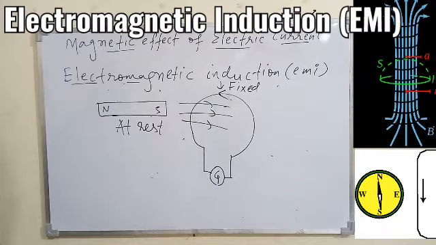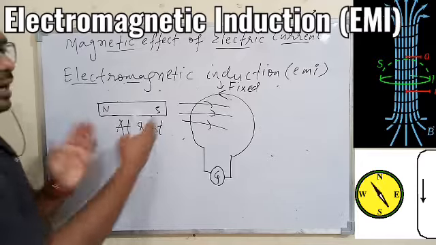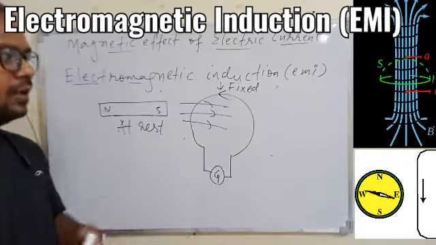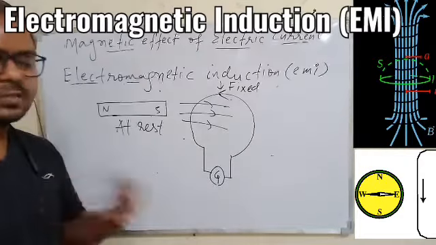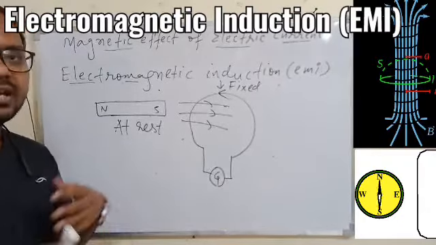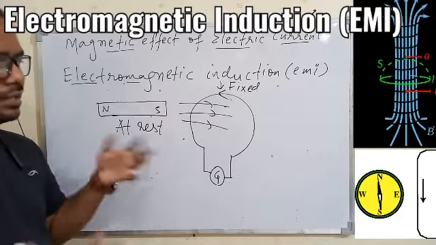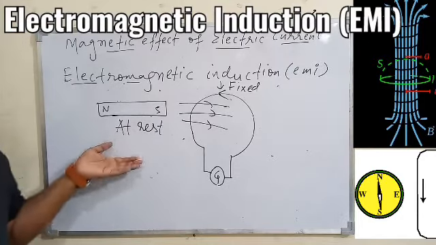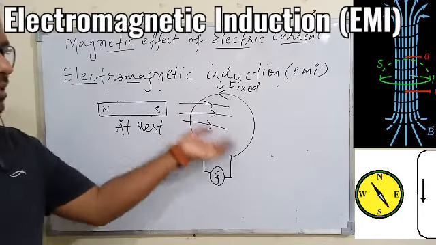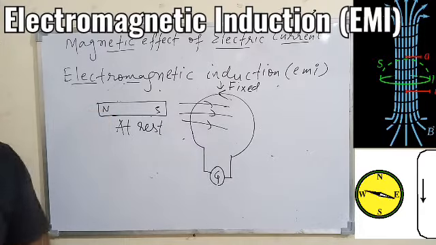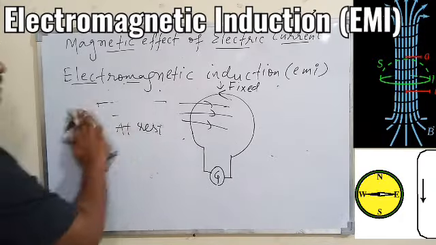So we can say overall the magnet and the coil should be in motion with respect to each other. There should be a relative motion, meaning one should change position with respect to the other. This can be done either by fixing the magnet and moving the coil, or fixing the coil and moving the magnet. So I am writing the condition here.